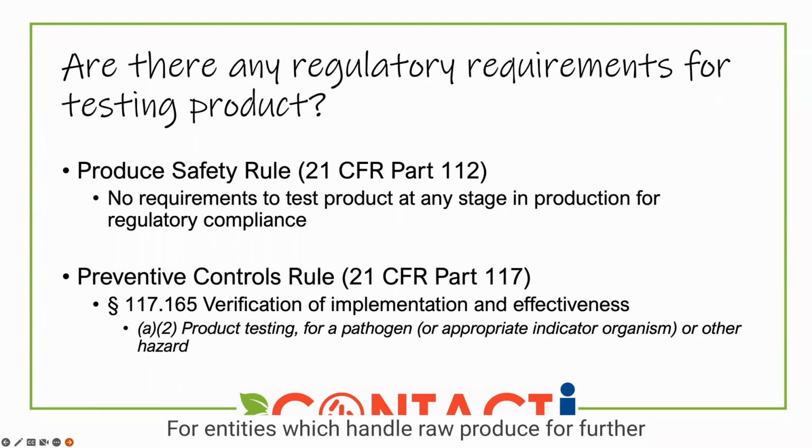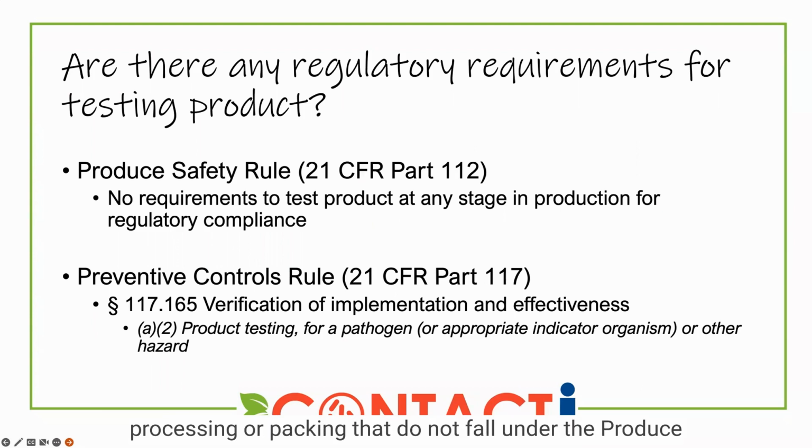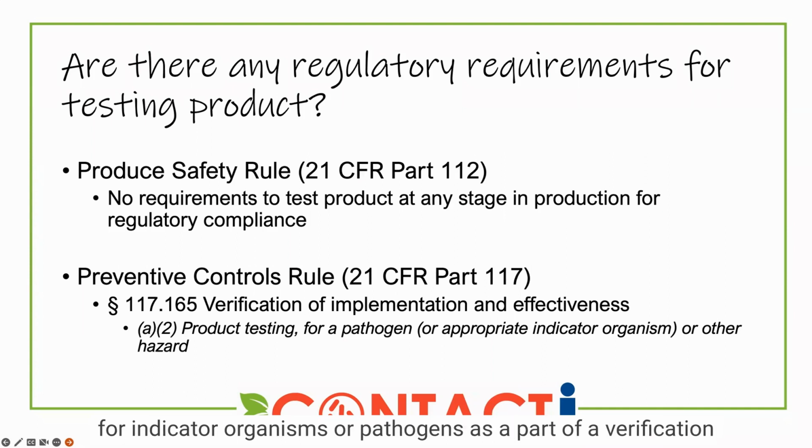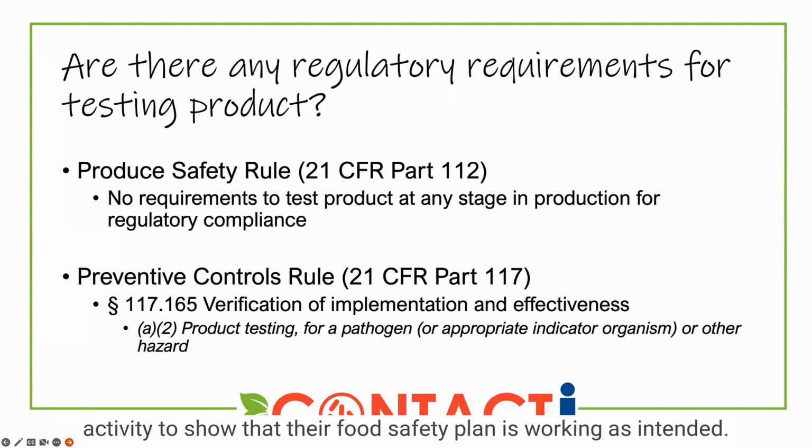For entities which handle raw produce for further processing or packing that do not fall under the produce safety rule, the preventive controls rule may apply. Under this rule, operations may elect to conduct product testing for indicator organisms or pathogens as a part of a verification activity to show that their food safety plan is working as intended.